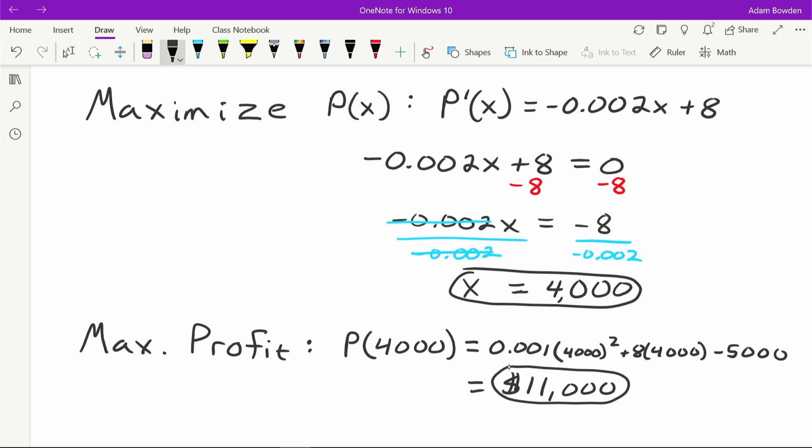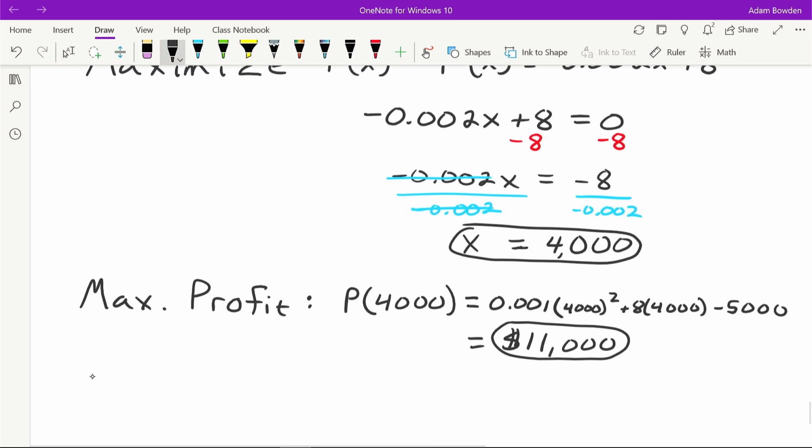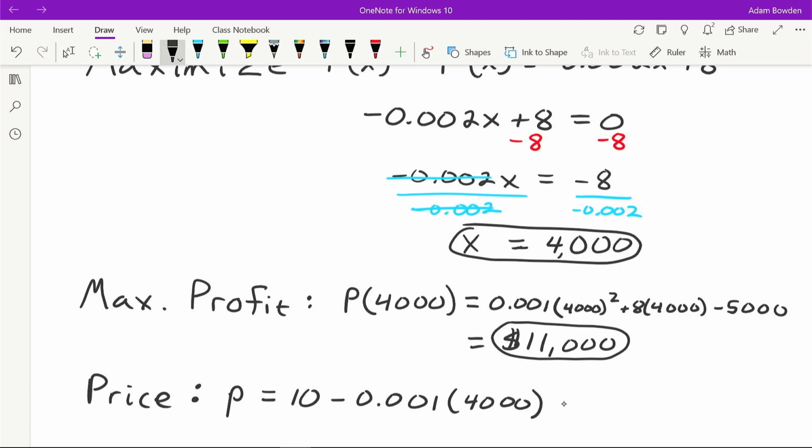Now the price that they would need to set in order to receive that amount of profit and that number of units sold can be found by using the price demand equation here. P equals 10 minus 0.001, and we're going to multiply it by 4,000 from our x number above. That comes out with a total of $6.